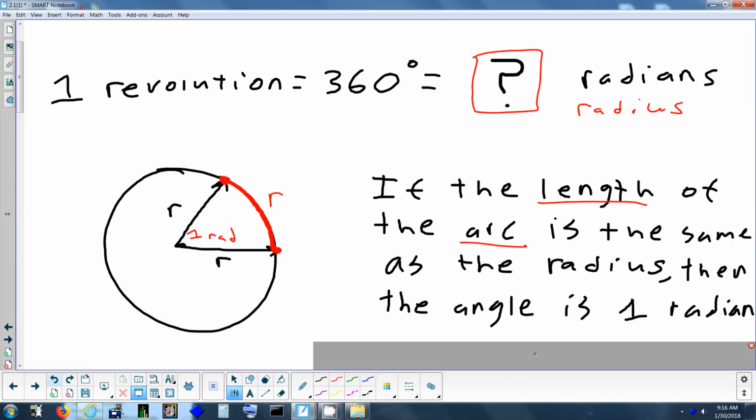Okay, any question on that? And that's a somewhat accurate sketch. Like to scale, I would say that looks about right. So that's roughly what a radian would look like, size-wise.